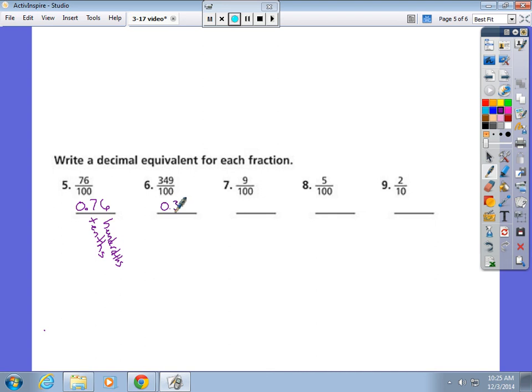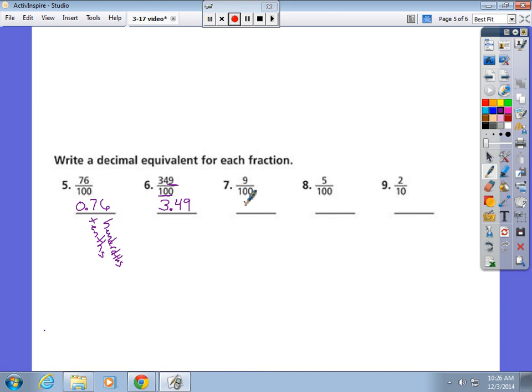I have students that want to do 0.349 after that. Oh, wait a minute though. Those students would not be correct because look, tenths, hundredths, thousandths. My 9 is currently in my thousandths place. I need my 9 in my hundredths place. In order to get my 9 in my hundredths place, I need to move over. 3 as a whole, 49 hundredths. Now my 9 is in the hundredths place, which I want. So 3 and 49 hundredths.